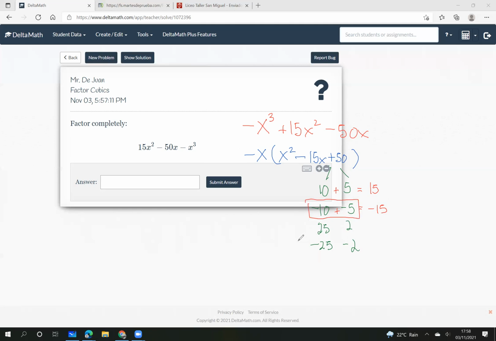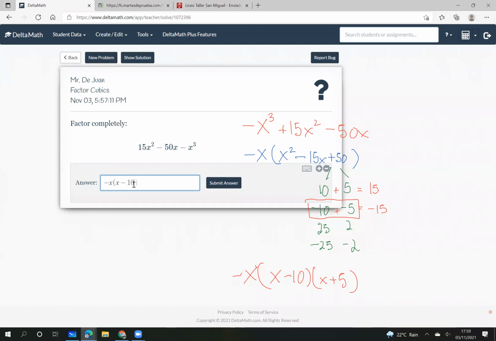Negativo 10, negativo 5. En la casita, ¿qué voy a poner? X menos 10. X más 5. ¿Y qué es lo que hemos sacado? Hemos sacado un negativo X. ¿Ok? Entonces sabemos que esta va a ser la respuesta. Negativo X. Casita. X menos 10. Casita terminada. Abre la casita. X más 5.